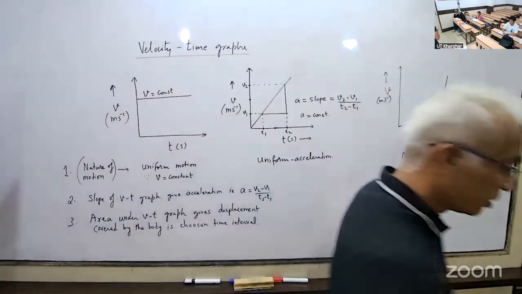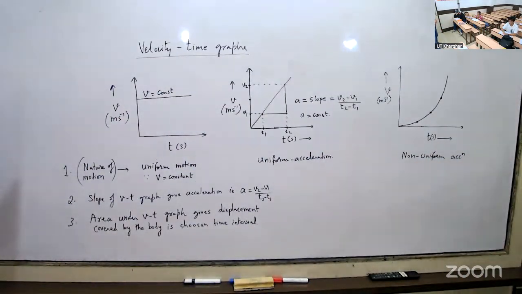Okay, you can write this down, whatever I have written. Because we were to start the VT graph. Last class we had finished the ST graph. So write down all these 3 things. There are 3 pieces of information that a VT graph gives us. What are the information provided by the VT graph? Nature of motion. Slope gives acceleration. And third, area under the VT graph gives displacement.